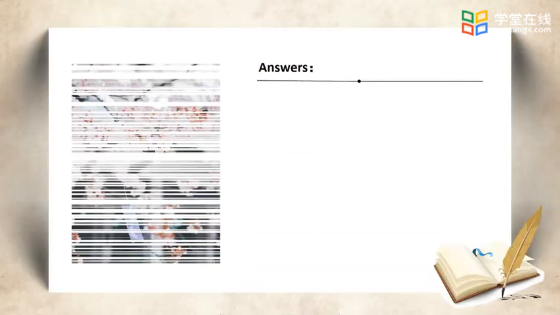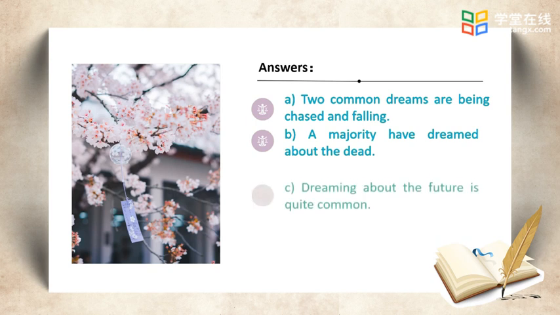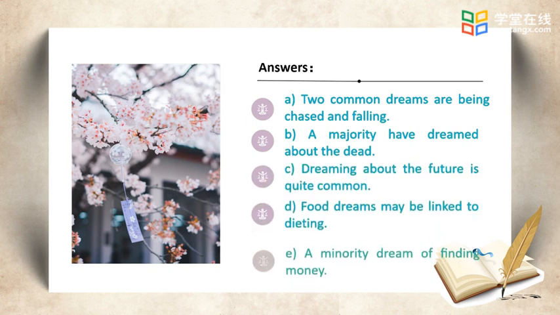Here are suggested answers. Number 1. 2 common dreams are being chased and falling. Number 2. A majority have dreamed about the dead. Number 3. Dreaming about the future is quite common.